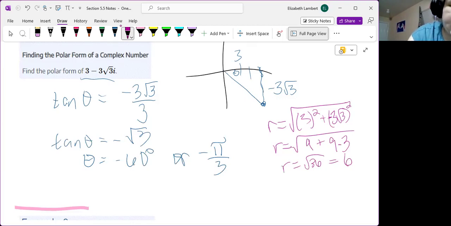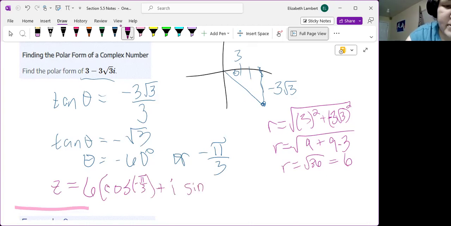All right, so z is 6 cosine -pi/3 plus i sine -pi/3.